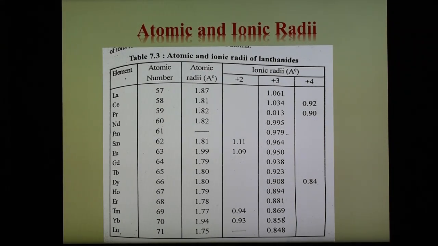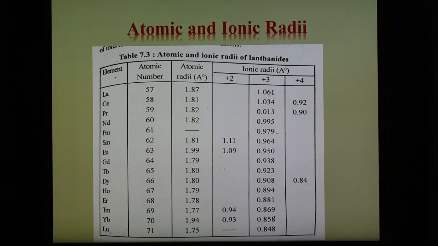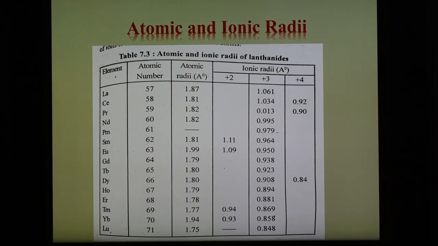This small decrease in atomic size and ionic radii of lanthanide elements with the increase in atomic number is known as lanthanide contraction. It is clear from this table that atomic and ionic radii decrease from lanthanum to lutetium. This anomalous decrease in the size of atom or ion is called lanthanide contraction, and the decrease in the size of the ion is more regular as compared to the atom.